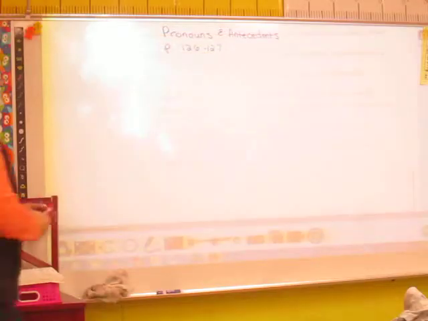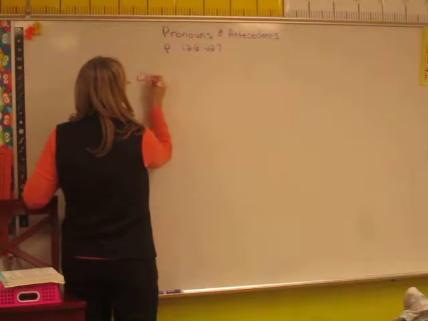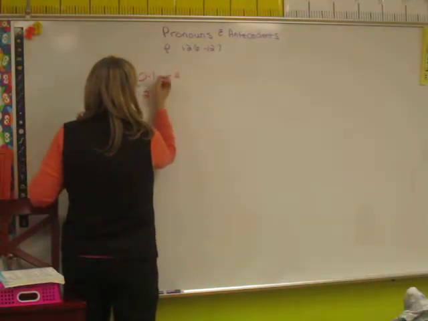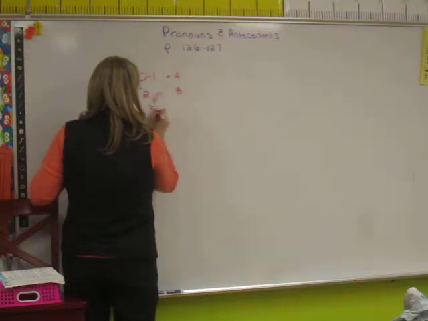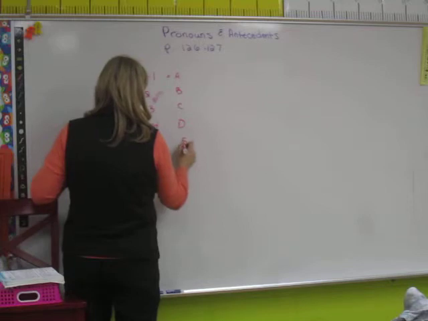Oh, those were each worth 2 points apiece. So if you missed 0 or 1, give yourself an A. 2 or 3 is a B. Oh, wait, no, I'm sorry. 2 is a B. 3 is a C. 4 is a D. And 5 or more would be an E.